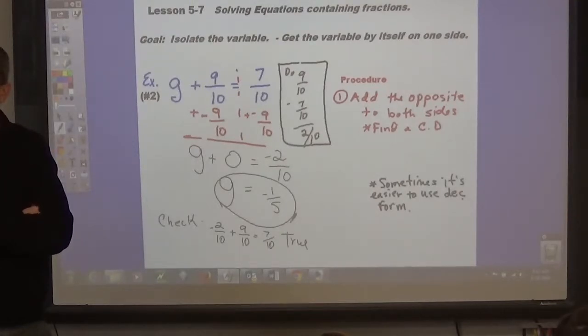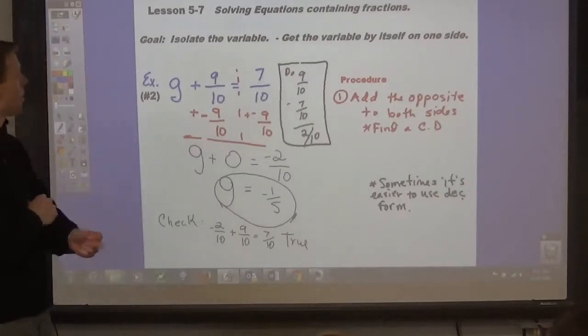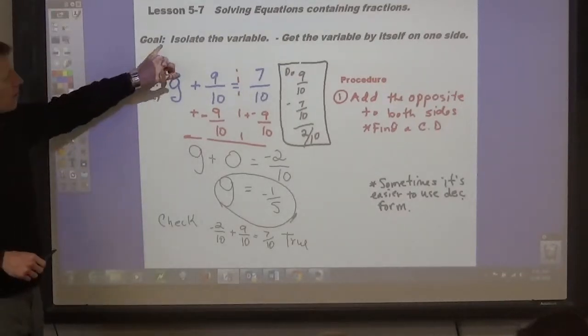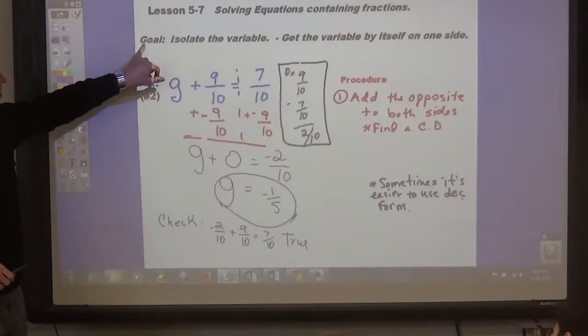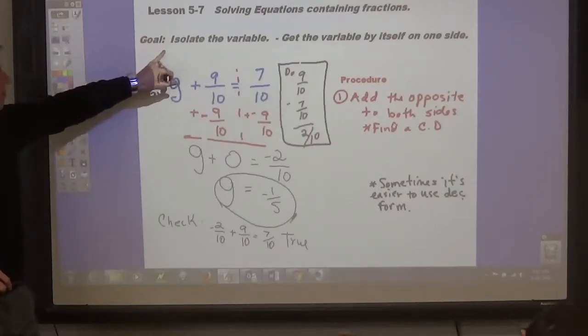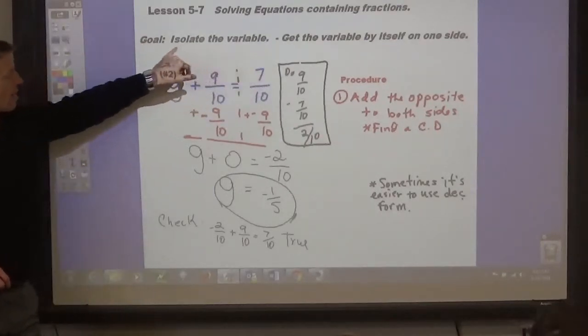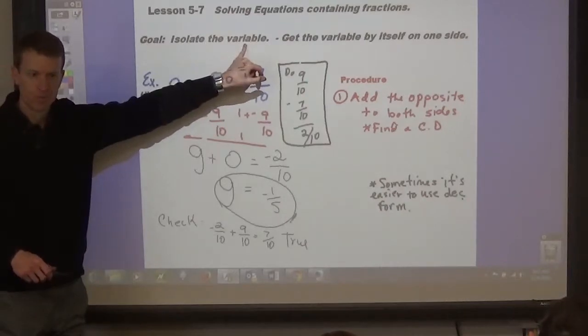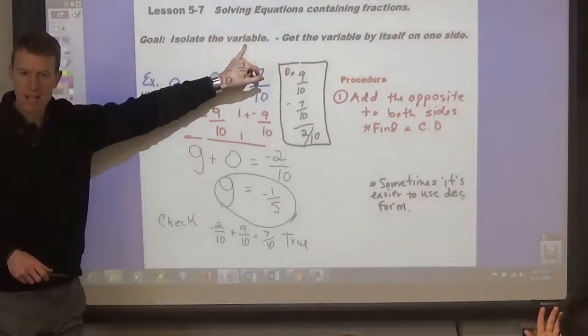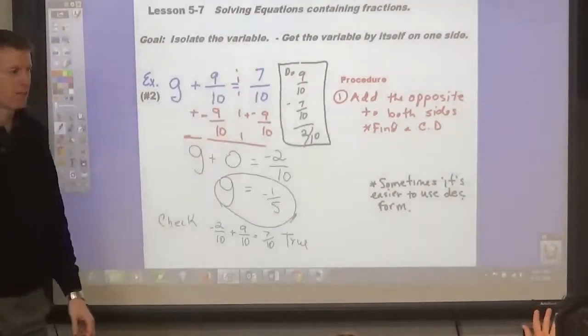Oh, is that called a variable? A variable, yeah. So the goal is to find the value, find the answer for the variable when you're solving an equation. Okay? In order to accomplish that, you have to get the variable by itself, or you have to isolate the variable. Get the variable by itself on one side of the equation.